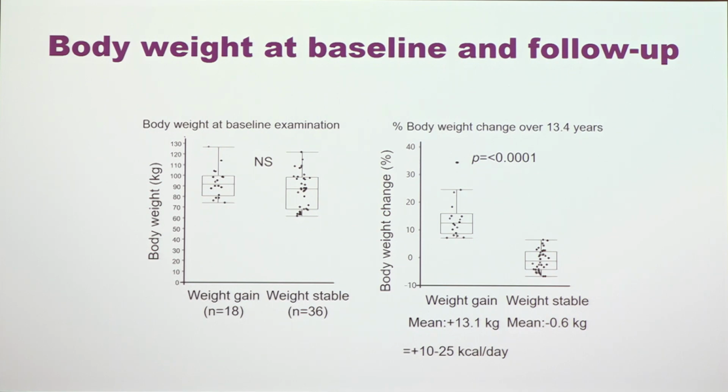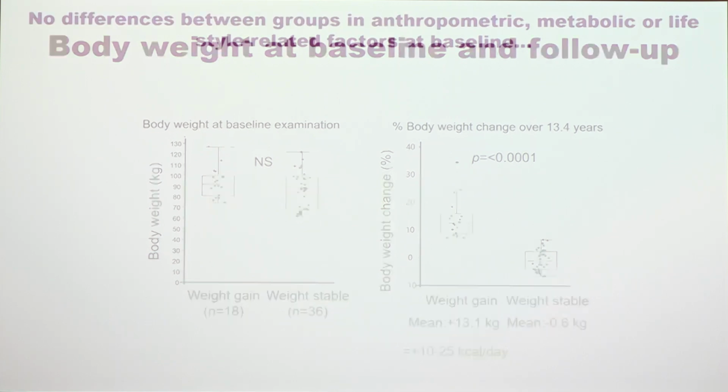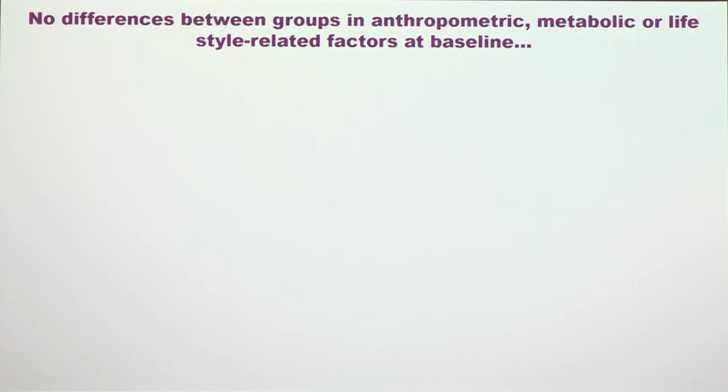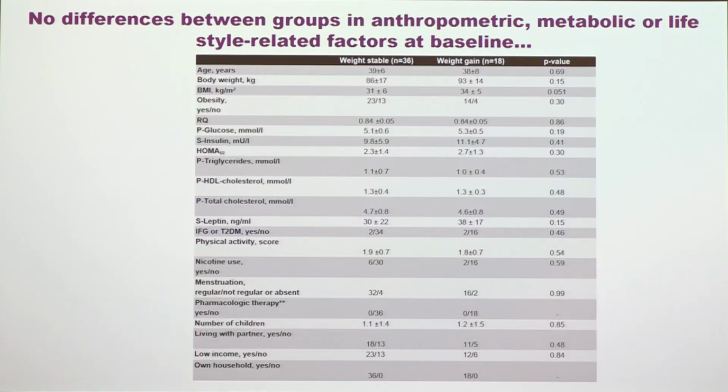Okay, so we have these two groups of women followed for a long time. Some of these women went up and some were completely stable in weight. And then we tried to see were there any differences at baseline that could explain why some were weight gainers and some were weight stable. So this is a very busy table, but it basically shows that there were no differences in anthropometric parameters. They were equally chubby at baseline. They had the same age.